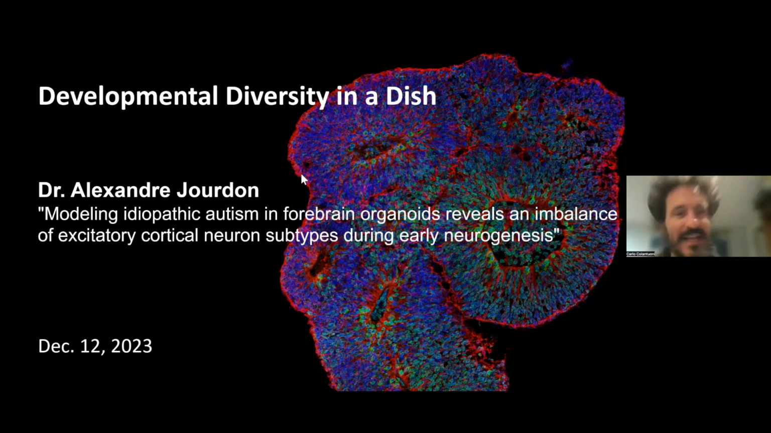The speaker is Alex Jourdon, who works with Flora Vaccarino up at Yale. I think many of us on the call are probably aware of their recent publication using organoids, not only in autism or in cell lines engineered to harbor autism-related mutations, but in particular families where there's an affected son and unaffected fathers.